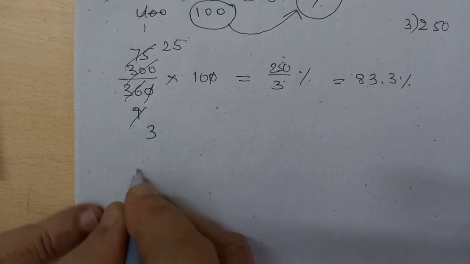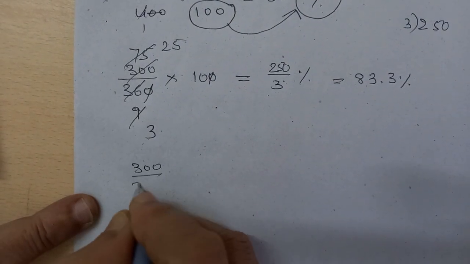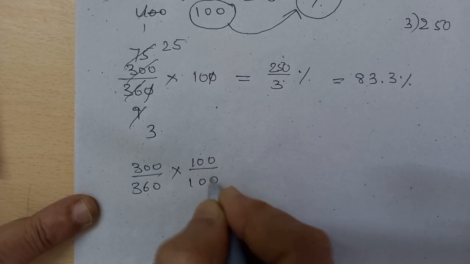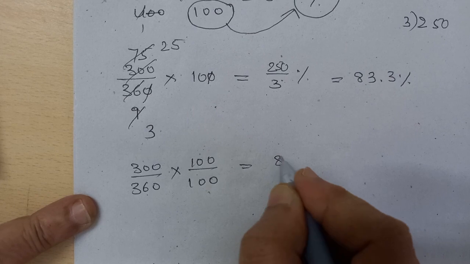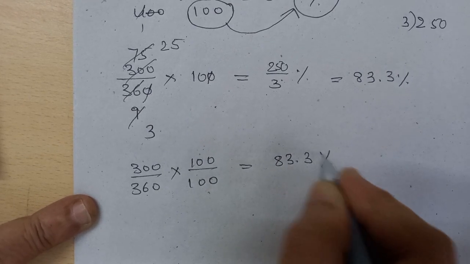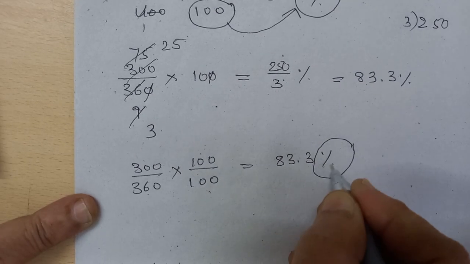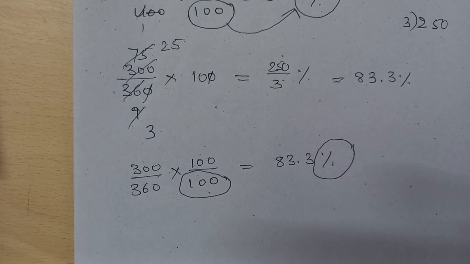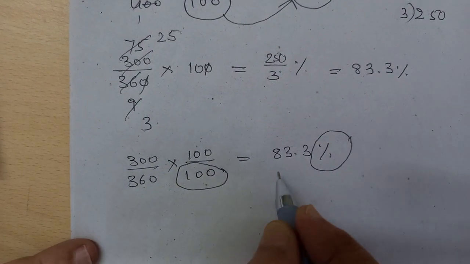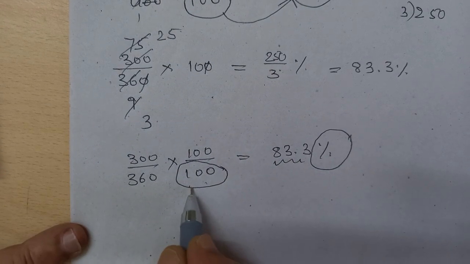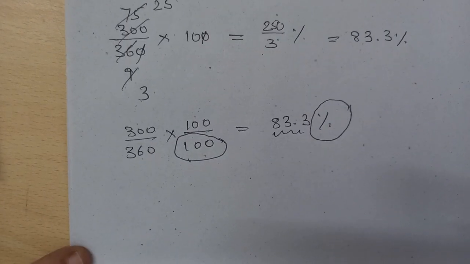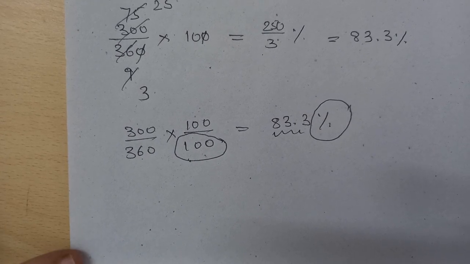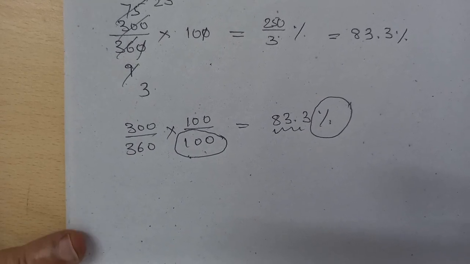That is 300 divided by 360 into 100 divided by 100. This is equal to 83.3%. This percent is the numerator with the denominator 100. This is how we write the percentages of the given values.